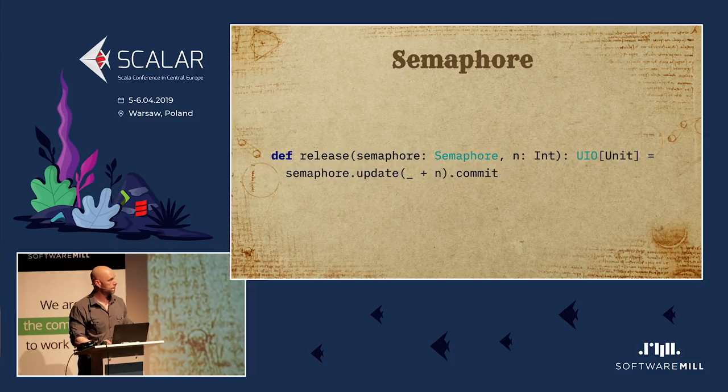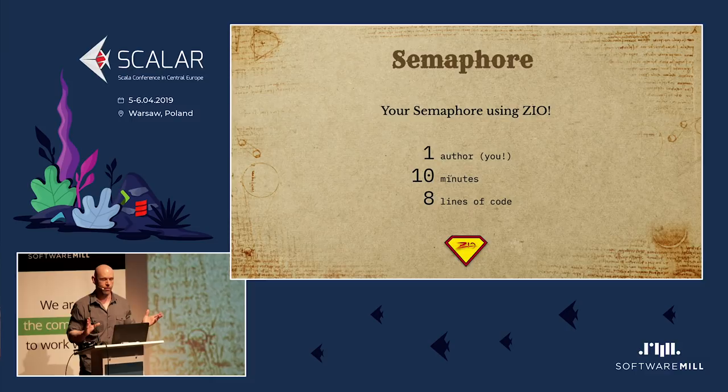This semaphore here is 100% concurrent safe. It is 100% asynchronous, so it never blocks threads. It's safe in the presence of interruptions and exceptions. It has no time or space leaks, just like the other ones out there. The other ones are like that, but it was really, really hard to get them that way. So using ZIO STM, you could create a semaphore like this in about 10 minutes, using 8 lines of very simple, type-safe, declarative code that reflects your intention, not the low-level mechanics of what's going on underneath the scenes.